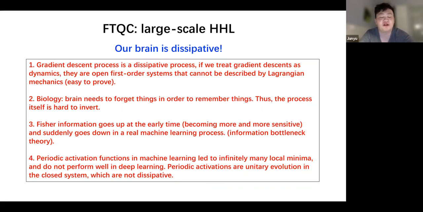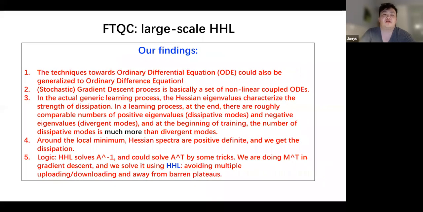But roughly speaking, the brain needs to actually forget things in order to remember things. So that process is hard to invert, and when we are trying to learn, that process itself is highly dissipative. More concretely, the following is our finding.